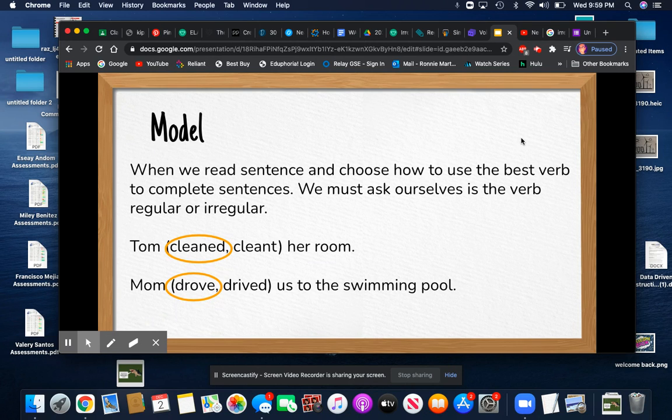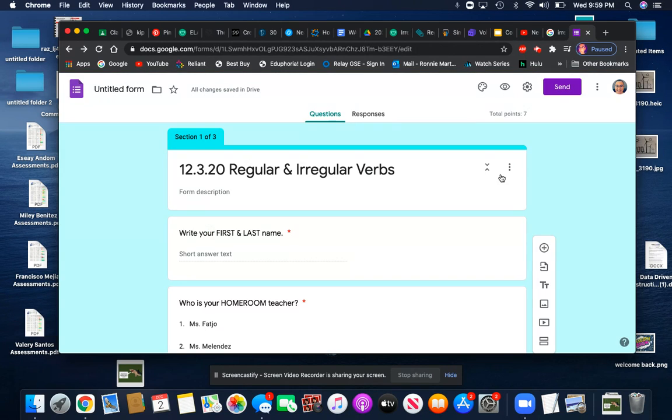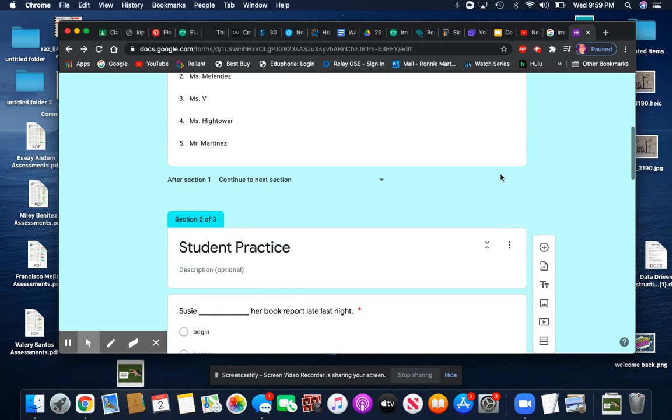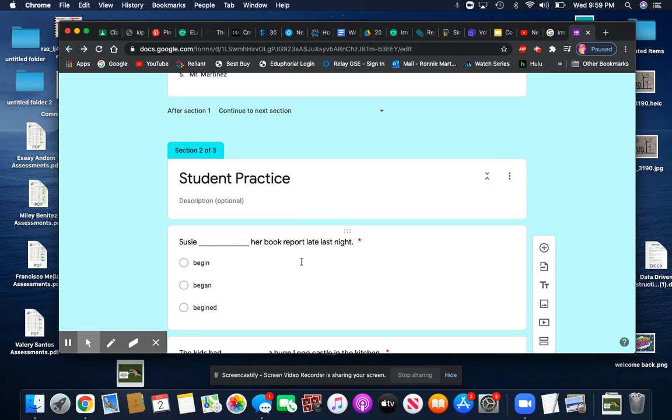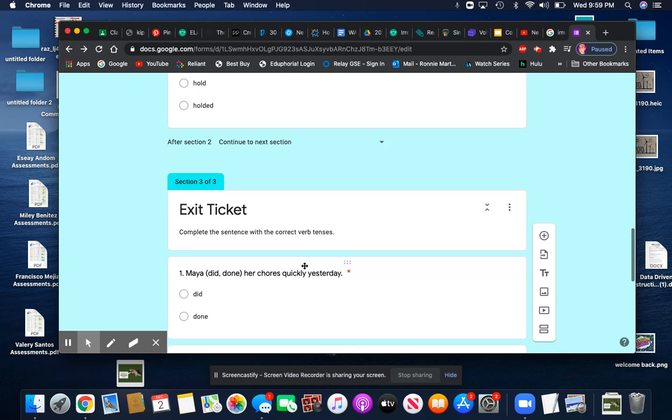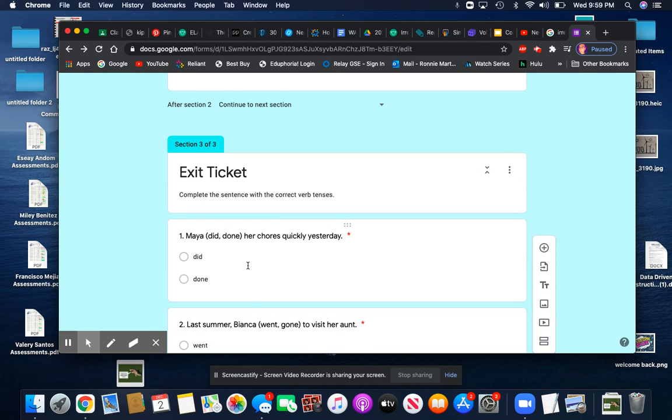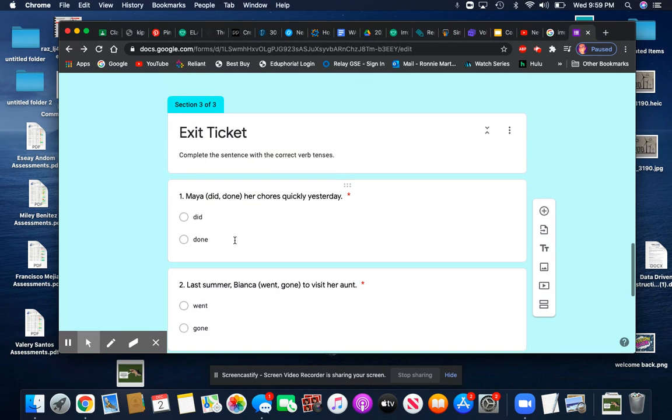So you're going to have some practice. You're going to answer a few questions and you're going to identify which verbs are the best ones to complete the sentence, okay? Then you're going to have an exit ticket and you're going to do the same thing. Complete the word using the correct verb tense. Is it the irregular verb or the regular?